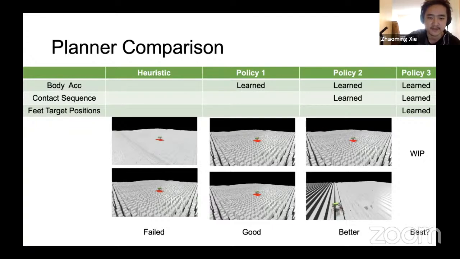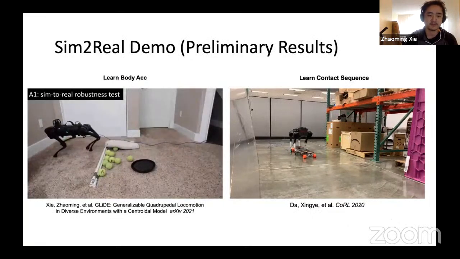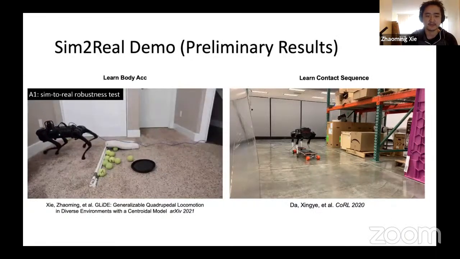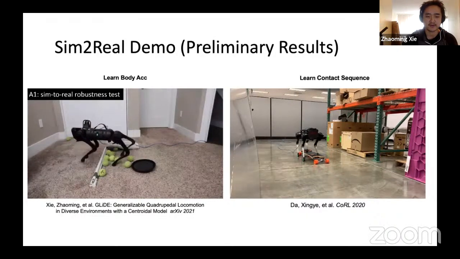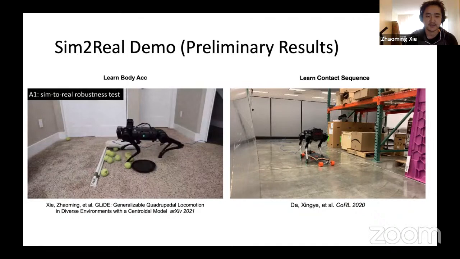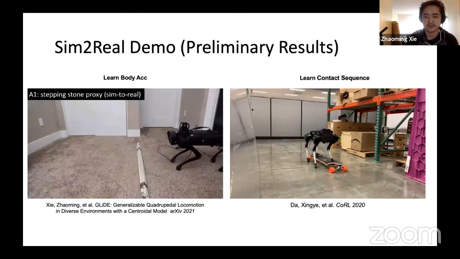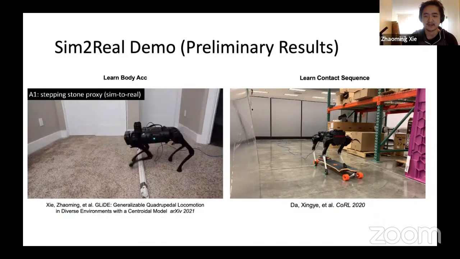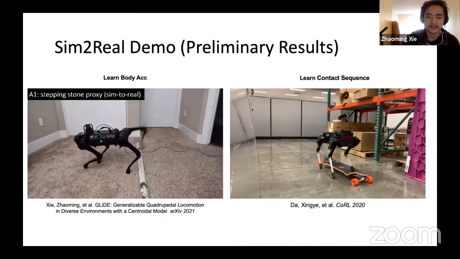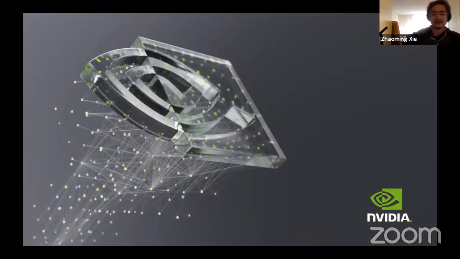Okay, so lastly, we'll just show you some sim-to-real results for putting some of the policies on the real robot. On the left, we have the robot running a policy that generates body acceleration command, and it can deal with unstructured terrain. On the right, we have a policy that learns the contact sequence to drive this skateboard. Yeah, that's all. Thank you, and I'm happy to take questions.